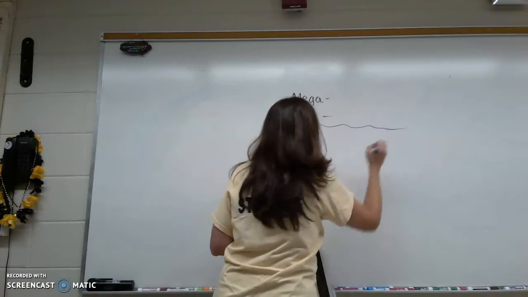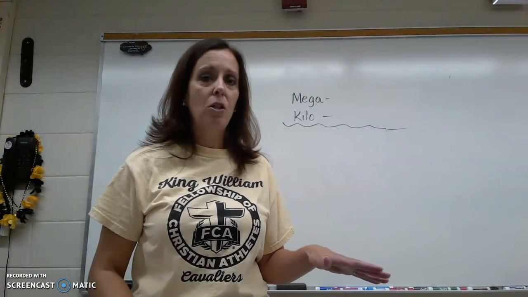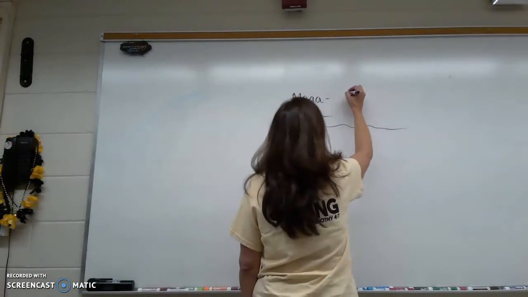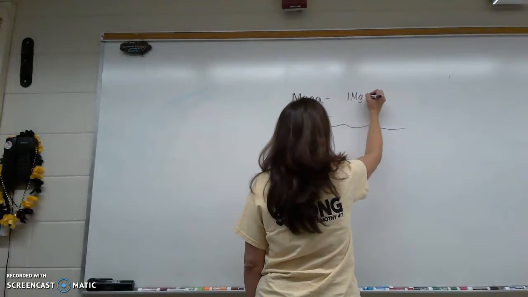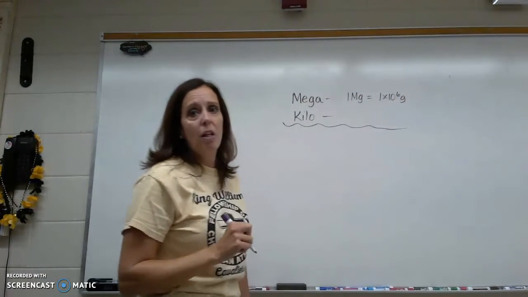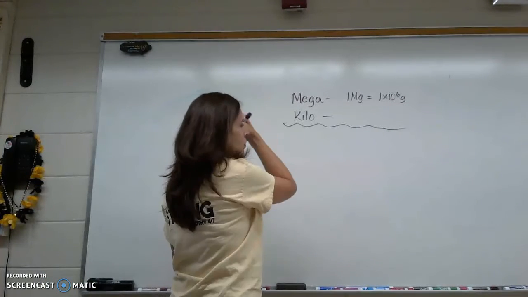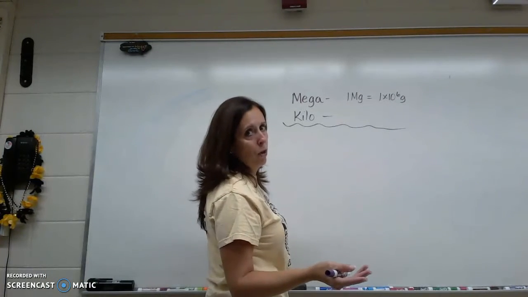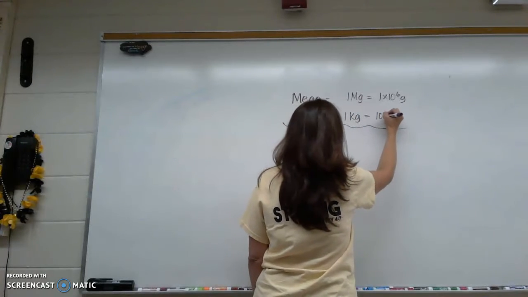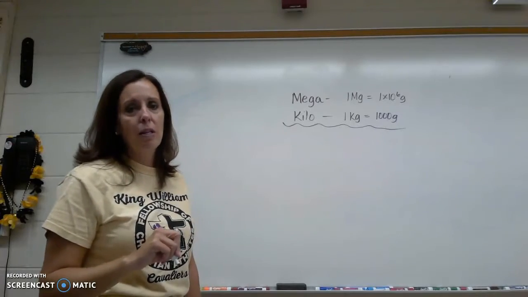So mega and kilo are biggies, okay? And they are bigger than the base unit. So for instance, if I have 1 megagram, I really have 1,000,000 grams. So mega means million, all right? Kilo, you probably heard kilo way before you came into my class. 1 kilogram equals 1,000 grams. Okie dokie artichokes.